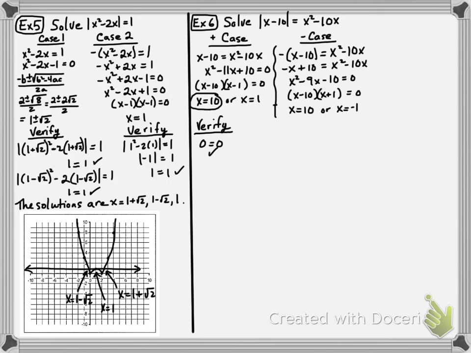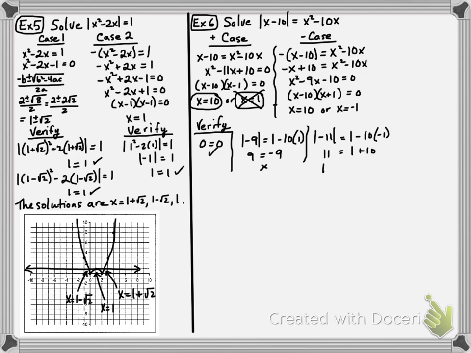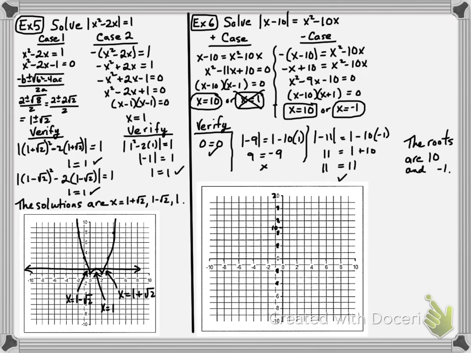For 10, you get 0 is equal to 0. That works. For 1, you're going to get negative 9 is equal to positive 9. That doesn't work. And for the last one, you're going to get 11 is equal to 11. That one works. So the roots are 10 and negative 1.